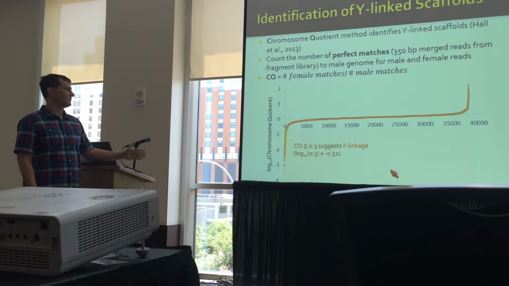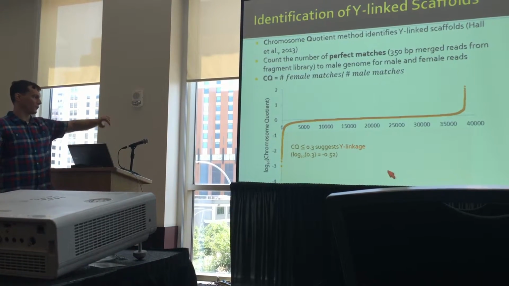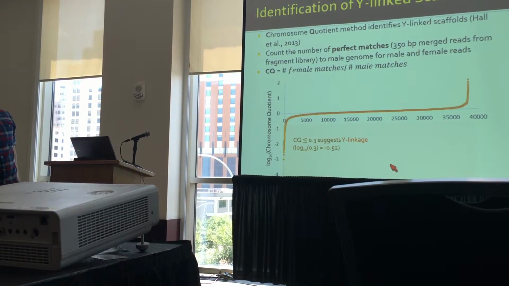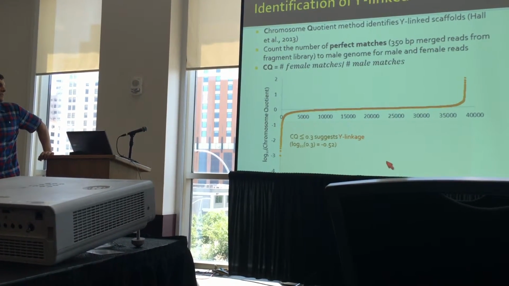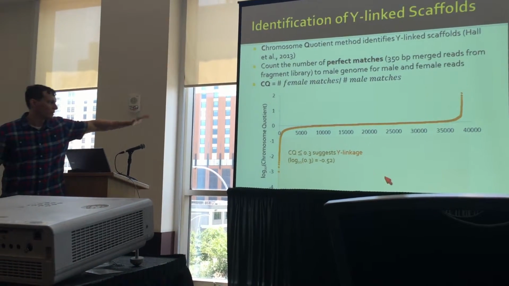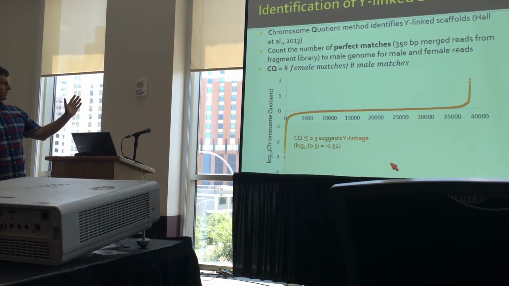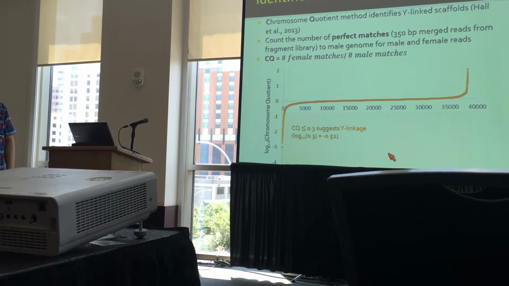And I've gotten the CQ values for all the de novo contigs, and I log transformed them, so you can see the nice left-hand tail. That's the tail we're interested in. And anything with a CQ of less than 0.3 is putatively Y-linked. You can see this sort of shaded region would contain about 1200 to 1500 putative Y-linked contigs. That's too many to do anything with.